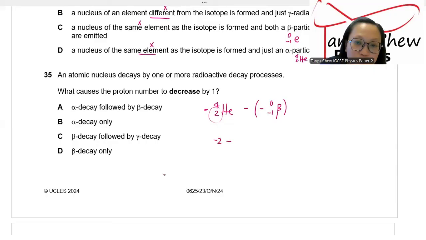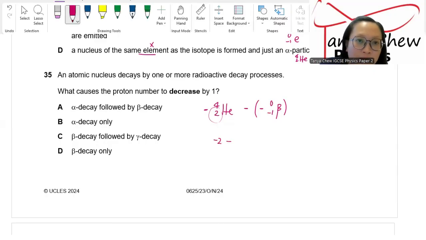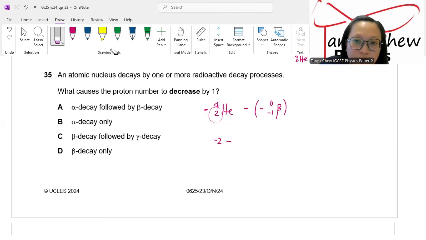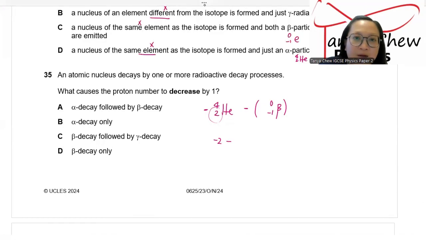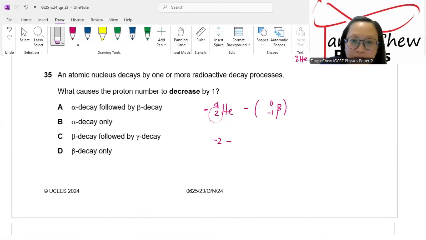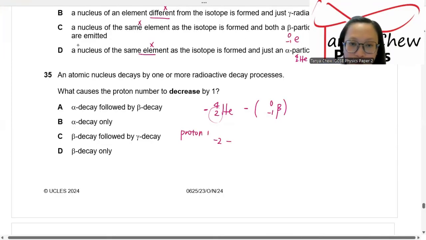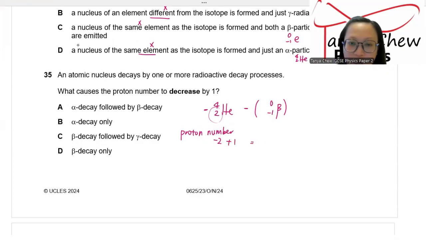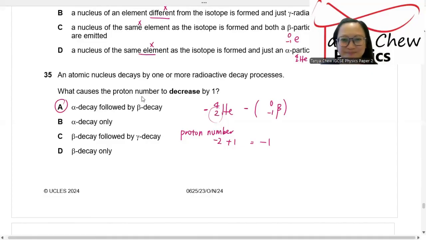So it is negative 2 plus, okay, negative 2, this one. Negative 2, negative and negative. I look at the proton number, just compare the proton number. Negative 2, negative, negative become positive 1. So it decreased by 1. So that is why A is the answer.